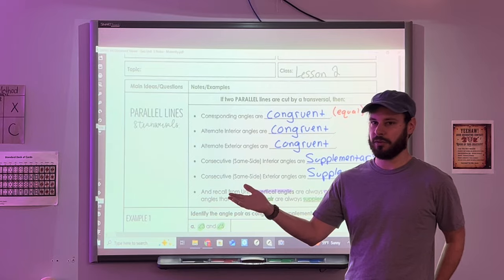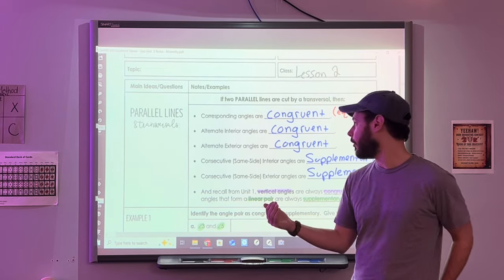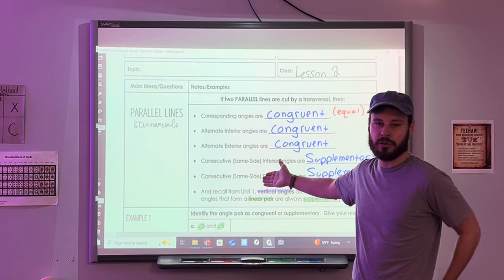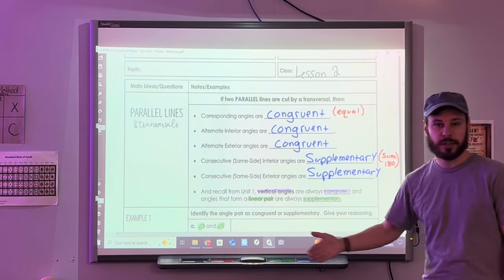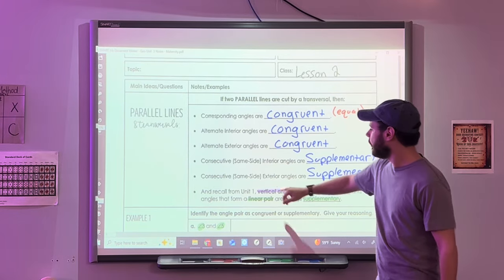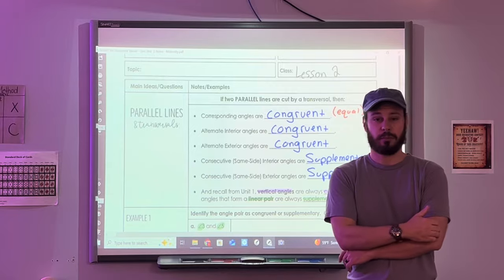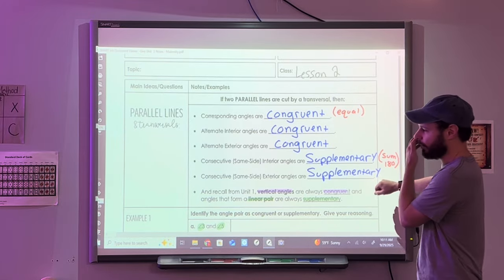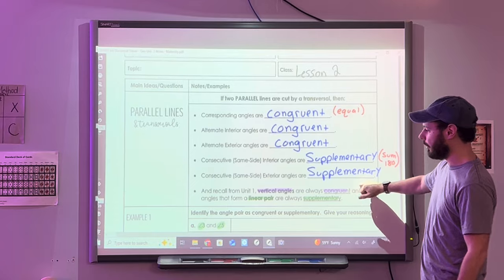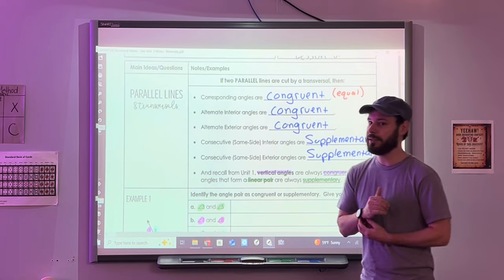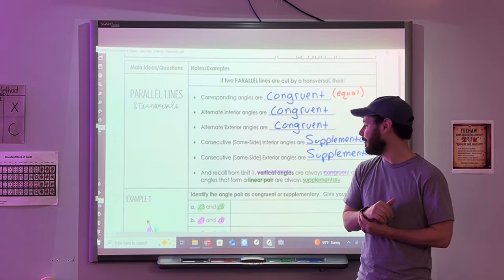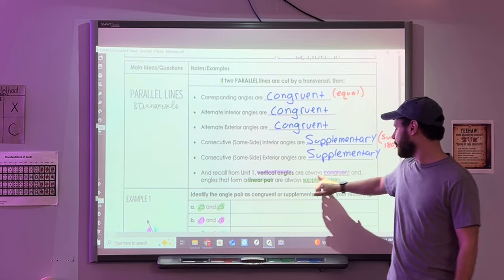If one is worth 50, the other ones that correlate with it, corresponding or alternate interior or exterior, are also going to be 50. They're going to be worth the same amount. Our consecutive angles, the same side ones, are always supplementary, which means they sum to 180. And then down here, we really need to remember this. I told you in Unit 1, vertical angles are always congruent.